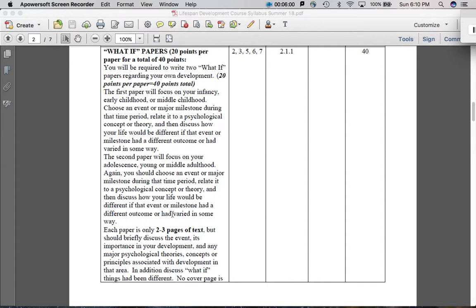Now our second paper is going to be the exact same thing, but now we're going to be looking at adolescence, young or middle adulthood. So here, it's going to be a different time frame. What are the milestones or theories that you look at where you say, okay, if I would not have met this specific milestone, or if this specific developmental issue would not have happened at this specific point, what would have been the outcome for my behavior or the way that I would have potentially developed later on?